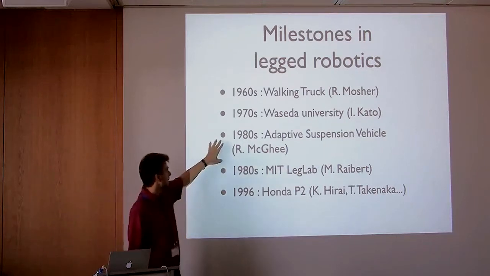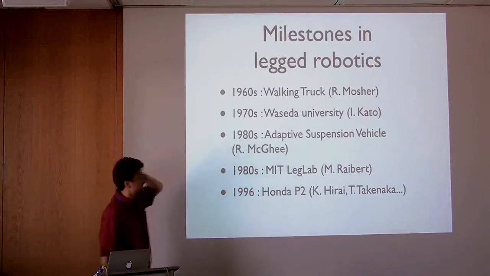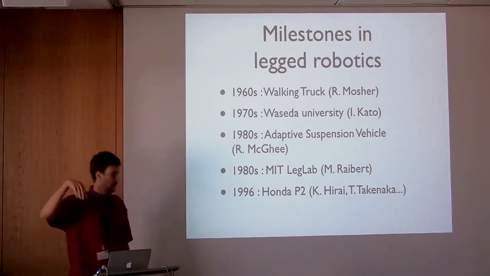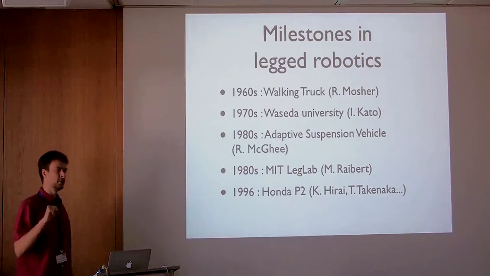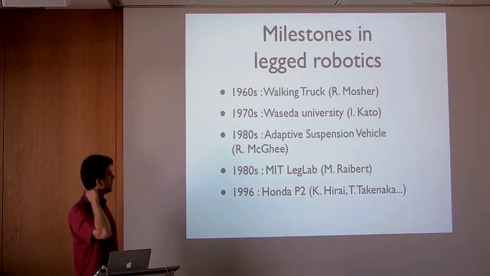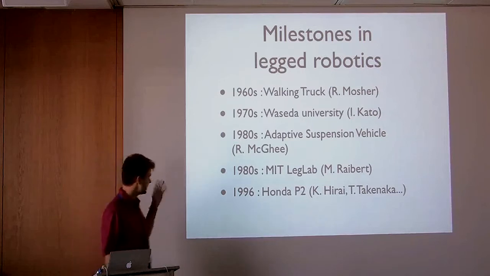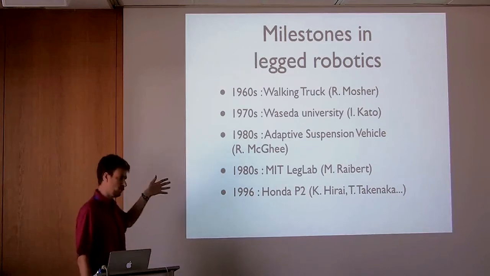However, a great achievement in the mid 80s was the adaptive suspension vehicle. This time it was a hexapod carrying a human driver, but the human driver at that time was only using a joystick. And then you had a fully autonomous motion. I'll show the videos because that's really impressive to think that, well, 30 years ago, you had already great things happening. But as I told you, at that time, quasi-static motion was the rule.